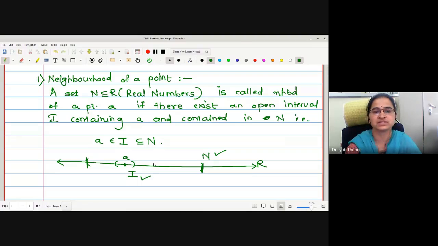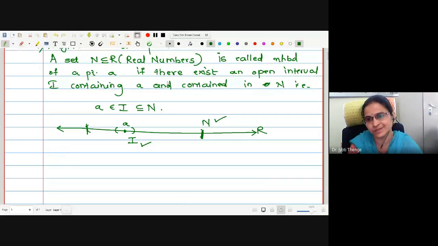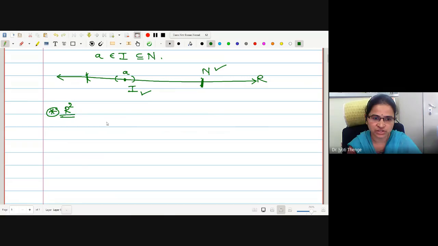I is also called a neighborhood. That is, an open interval around the point is also called a neighborhood. This was the case if I am considering a set of real numbers, that is, on a real line. What will happen if we go to the R2 plane? Same definition. If this is a point in R2, R cross R, then what will be the neighborhood area? The neighborhood area around this point will be a disk. Here it is an open interval, here we are seeing an open disk.